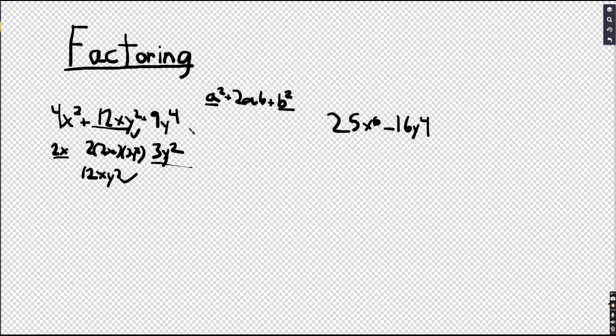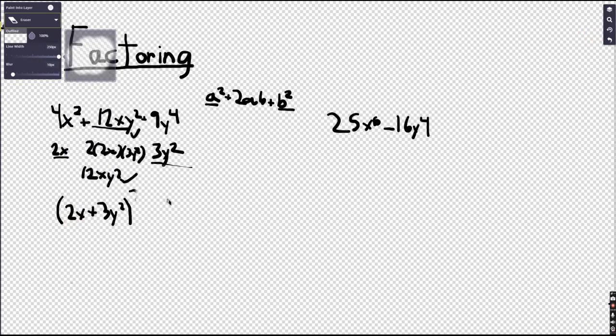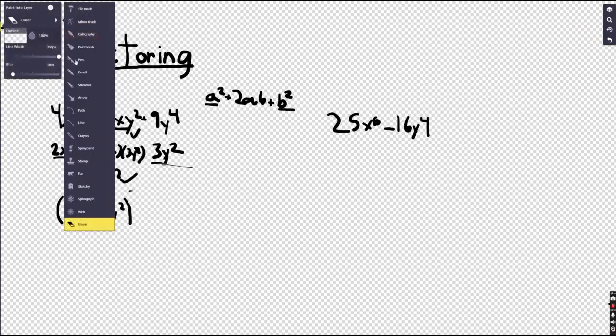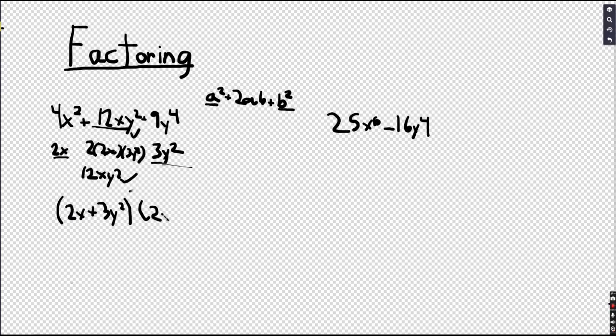So if it's in the form of a plus b squared, then we know that 4x squared plus 12xy squared plus 9y to the fourth is equal to 2x plus 3y squared. Or if you wanted to, here, let me erase it. If you wanted to, you could write it as 2x plus 3y times 2x plus 3y. You can write it either way. It might be a little easier to write it like this.